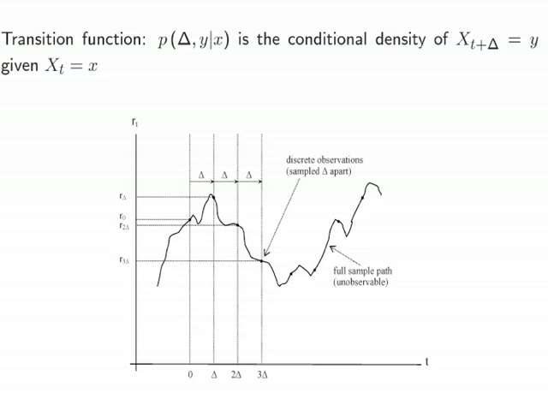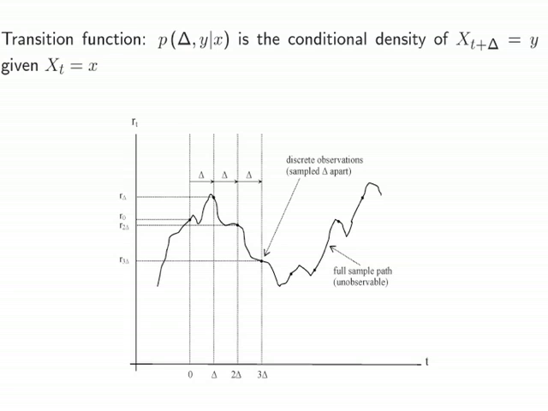So you're looking at a process that goes from, you're asking, if I go from state X to state Y, what's the probability of doing that in time delta? And that conditional probability density, P of delta, Y given X, is what will be the conditional density or transition function for the process.